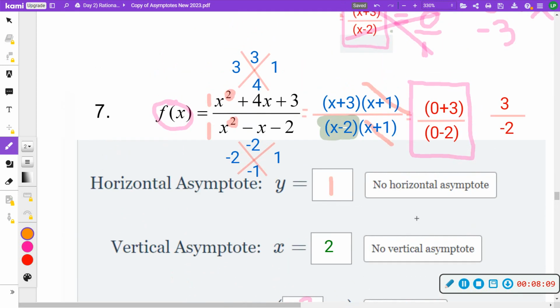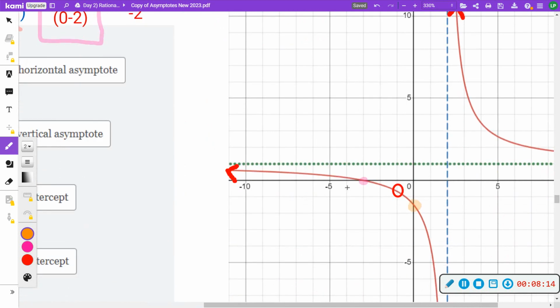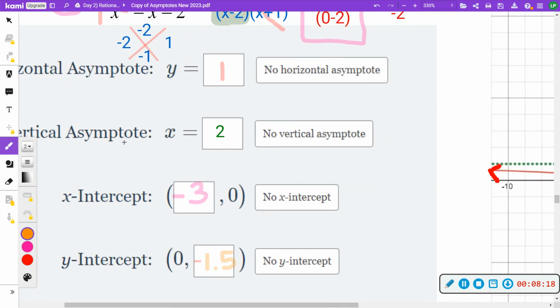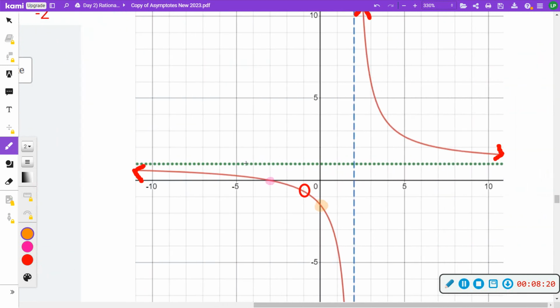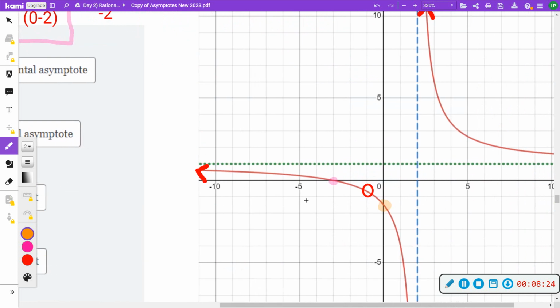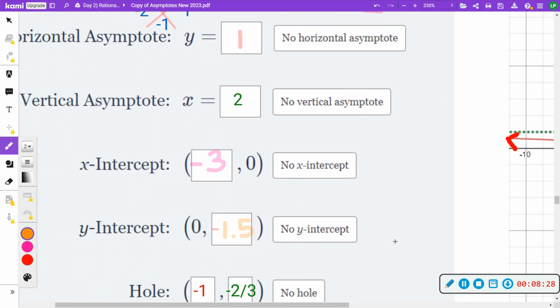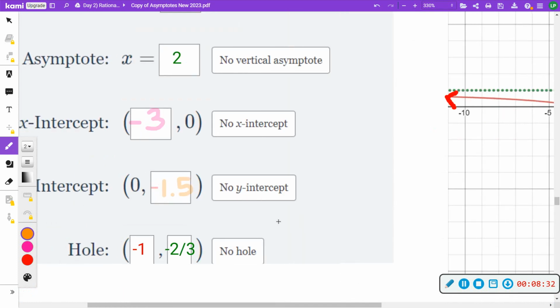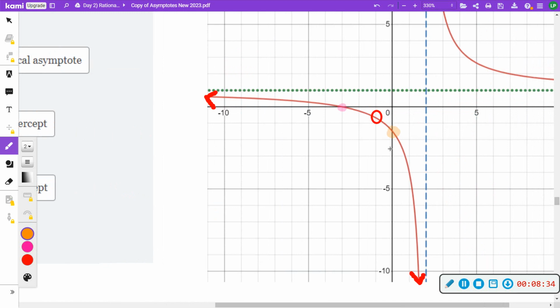So I have identified that the horizontal asymptote was y equals 1; see it by the picture. I said the vertical asymptote was at x equals 2; I can see that by the picture. My x-intercept is negative 3, 0; that's on the picture. My y-intercept was 0, negative 1.5; that's on the picture. And my hole is at negative 1, negative 2/3, which is right here. There's a hole right there.